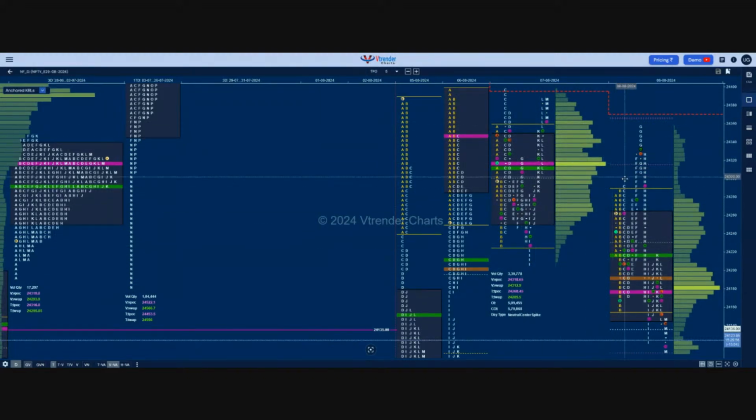So then eventually what happened, we went on to break the 24209 again in the H period, and this time when we broke, we went on to complete that 180R target of 24121 from this failed auction. So this is what we did today.